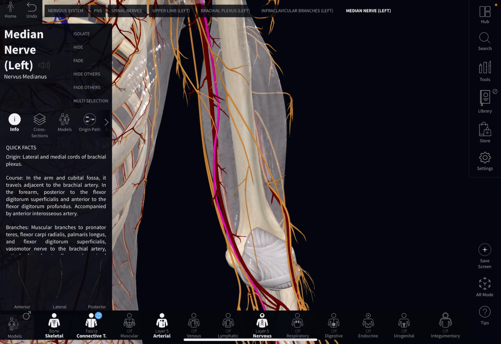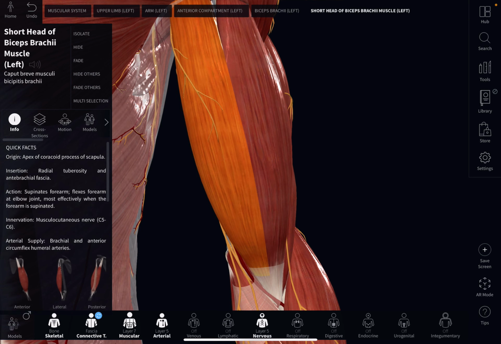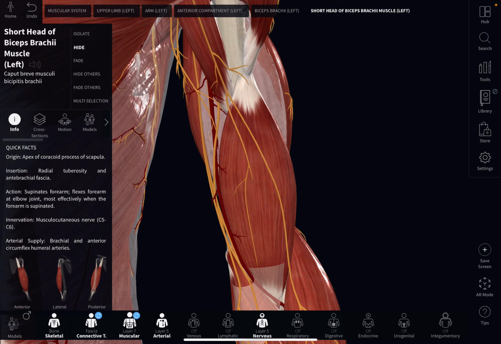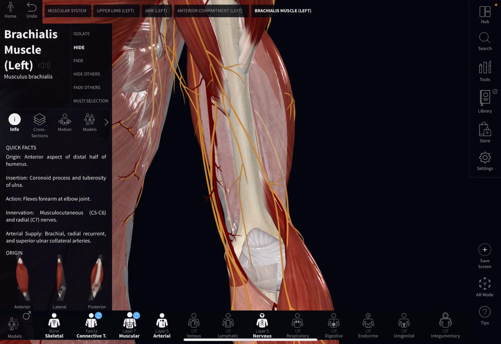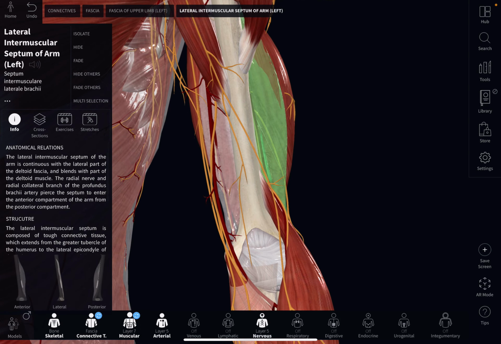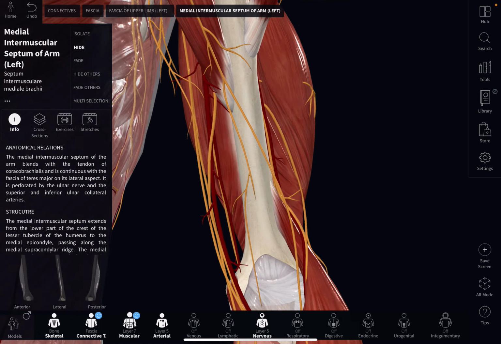So posteriorly we have the long head of the triceps brachii muscle. Let me add the muscles here. So underneath, the brachialis muscle, and I see this is the intermuscular septum, that is the lateral intermuscular septum, and this is the medial intermuscular septum.